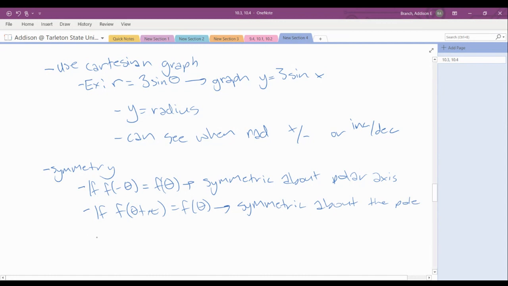And lastly, if f of pi minus theta is equal to f of theta, then you will be symmetric about theta is equal to pi over 2.